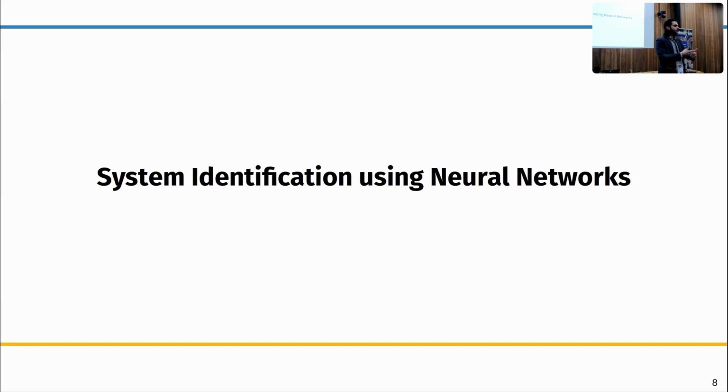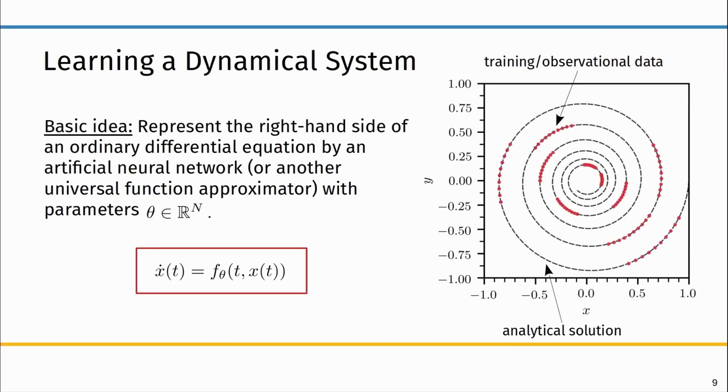One application is related to inventory management or supply chain management. And the second application is a biomedical one. So let's start with the dynamical systems learning part. Let's say you're given a dynamical system of the following form.